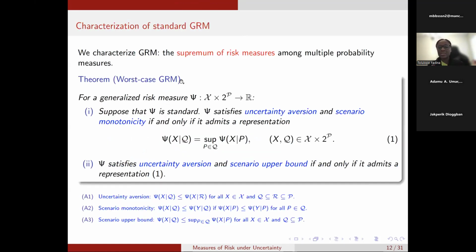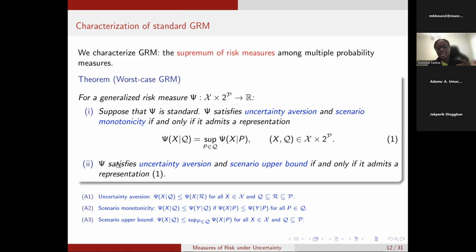So how can we characterize this generalized risk measure? The result here shows us how to characterize it. What would be the structure of this risk measure that I just introduced? Suppose our psi is standard. Then it satisfies uncertainty aversion and scenario monotonicity if and only if it admits this type of representation. I think you've seen this already when I introduced the examples for the value at risk and the expected shortfall, but this is us establishing the result.